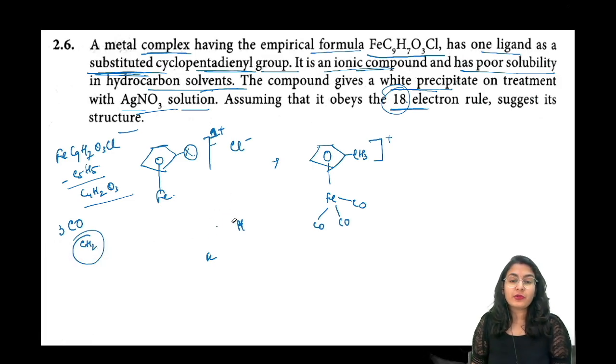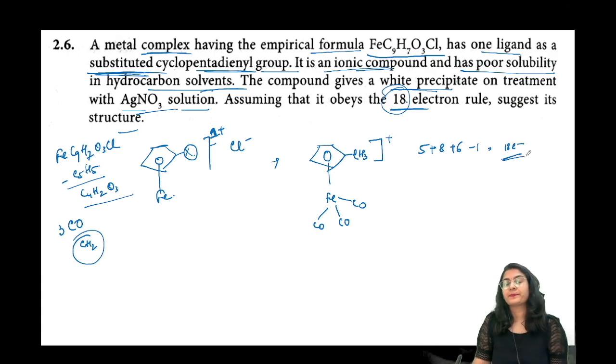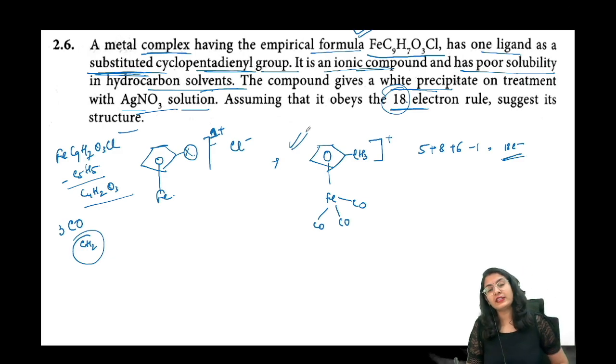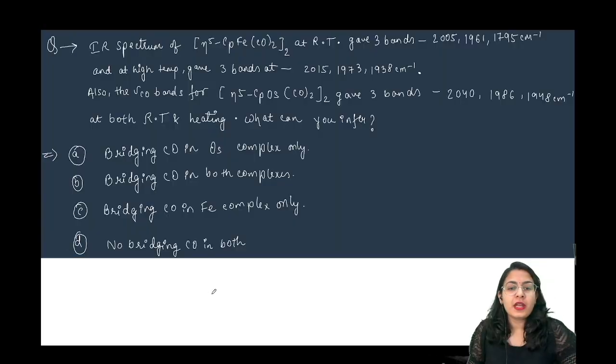So what next I'm going to check is whether it is an 18 electron species or not. So 5 plus iron 8 plus 3 into 2, 6, minus 1: absolutely an 18 electron system. So the structure of this complex is going to be like this. Alright, it's a very interesting way to understand these kinds of questions and you must all try this. Now we move onwards and do one more question.